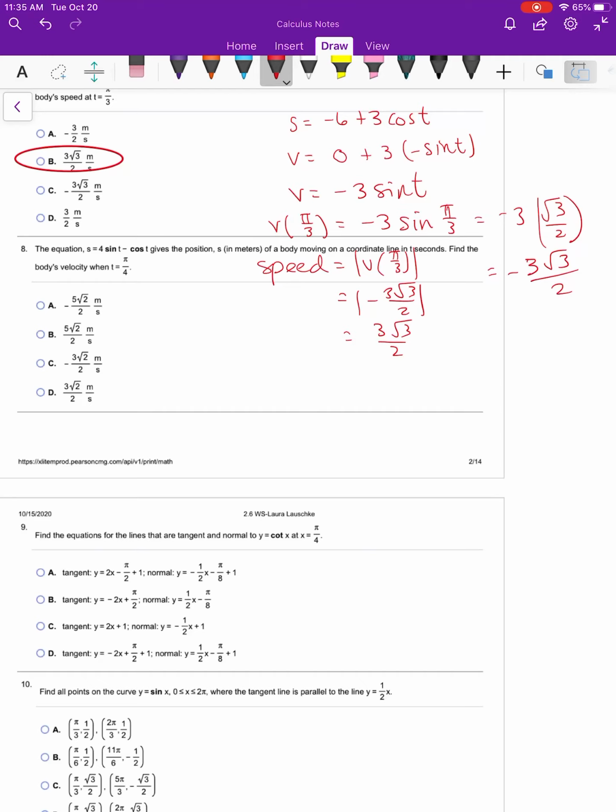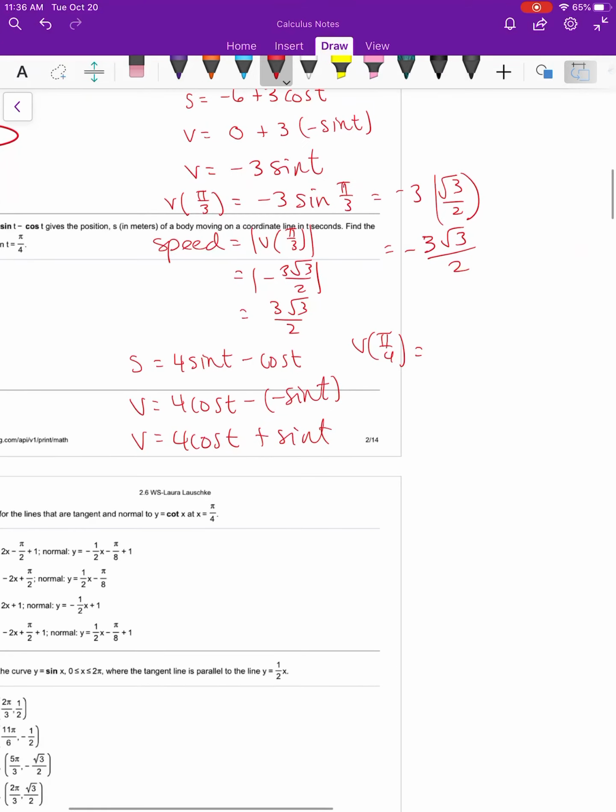Number 8, the equation S equals 4 sine t minus cosine t gives the position. Find the body's velocity when t equals pi over 4. So if we've got position 4 sine t minus cosine t, our velocity is going to be 4 cosine t, because the derivative of sine is cosine, minus the derivative of cosine, negative sine t. So my velocity is 4 cosine t plus sine t. And so my velocity at pi over 4 is going to be 4 cosine pi over 4 plus sine pi over 4.